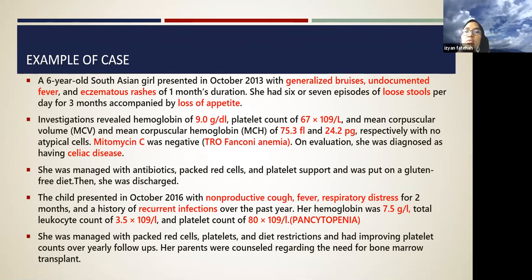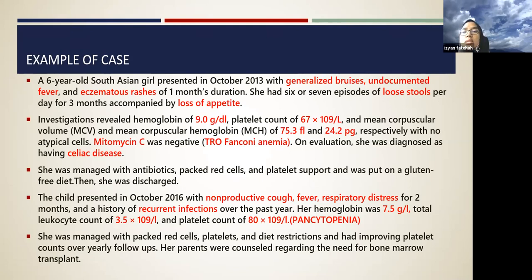Because this child had a few features of Fanconi anemia, the doctors decided to do a mitomycin C test, but it appeared negative. So it was just to rule out Fanconi anemia. On evaluation, she was diagnosed with celiac disease. And then she was managed with antibiotics, packed red blood cells and platelet support, and put on a gluten-free diet, because one of the causes of celiac disease is intake of gluten. And then she was discharged.